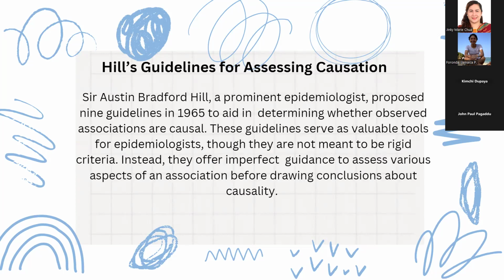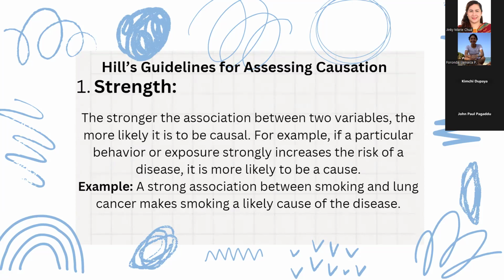So, punta naman po tayo dito sa Hill's guidelines for assessing causation. So, si Sir Austin Bradford Hill, a prominent epidemiologist, proposed 9 guidelines in 1965 to aid in determining whether observed association are causal. So these guidelines serve as valuable tools for epidemiologists, though they are not meant to be rigid criteria. Instead, they offer imperfect guidance to assess various aspects of an association before drawing conclusion about causality. So yung first po natin is yung strength of association.